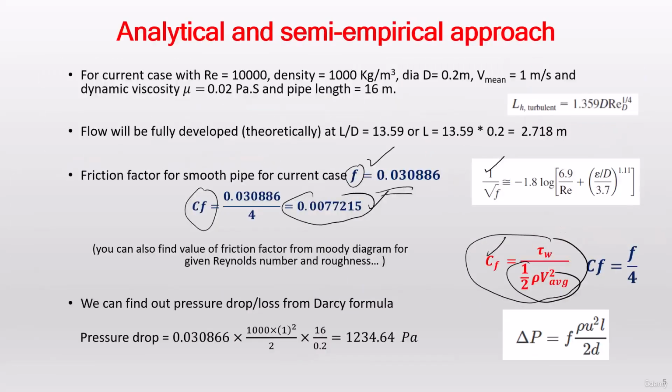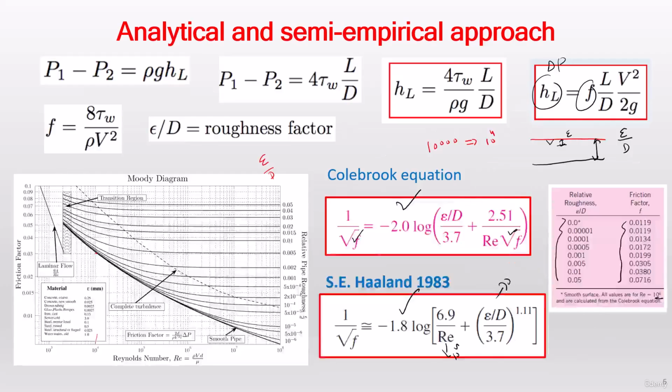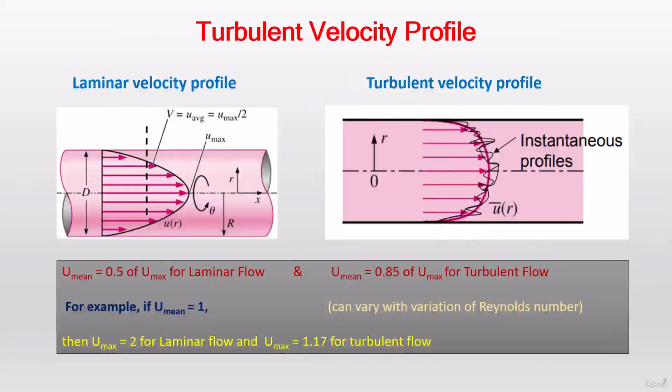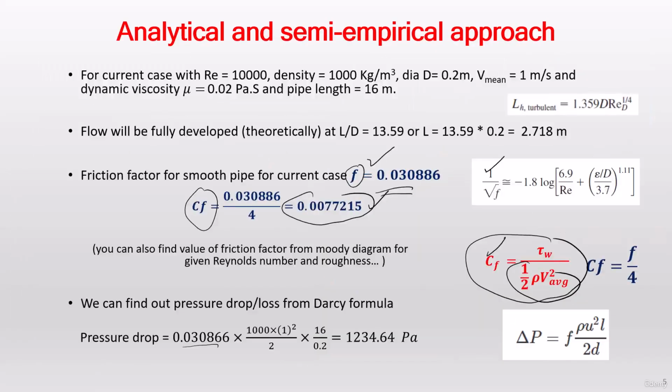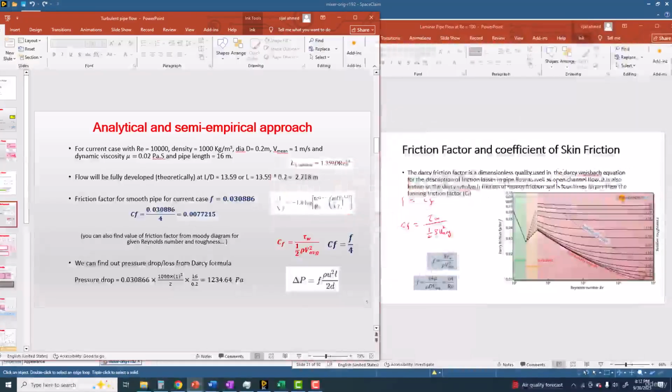So if you take a look here, this is the F, and then we have the L by D. The L by D is equal to 16 upon 0.2, and this is the density times velocity square upon 2. So density is 1000, velocity is equal to 1, so 1 meter square divided by 2. So we are getting the pressure drop of 1234.64 pascals. Okay, let me calculate on the screen.